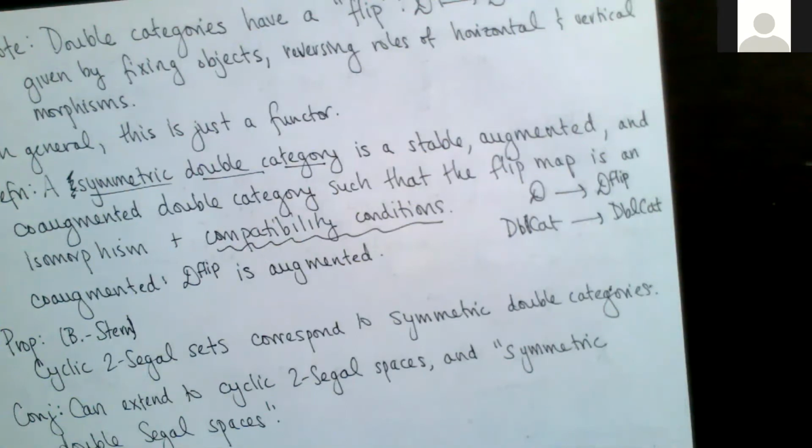About the flip map, is it a functor from a double category D to its flip, or does it send a double category to its flip? Again, I'm sorry, you cut out a little bit at the end. Okay, the flip map, is it a functor from a double category to its flip, or does it send a double category to its flip? Well, it defines an endofunctor on the category of small double categories, where you take a double category and send it to its flip.